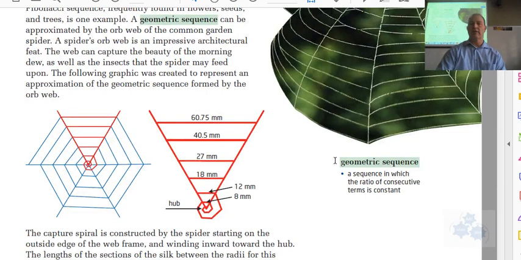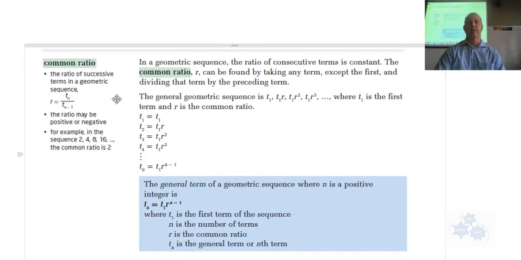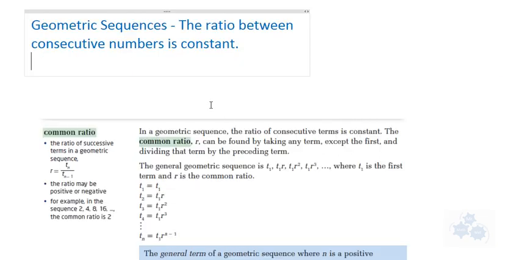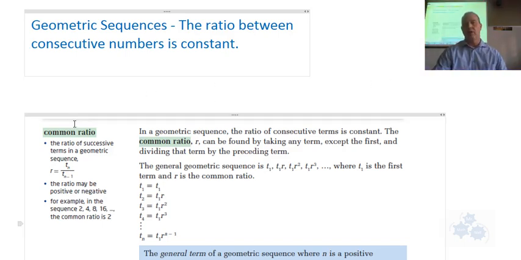So a geometric sequence, it's explained over here. It's a sequence in which the ratio of consecutive terms is constant. Now I'll talk about this ratio in a second. Okay? The ratio of consecutive terms is constant. So the ratio between consecutive numbers is constant, and that common ratio is, instead of subtracting one term minus the term before it, geometric means that we're actually multiplying something by one term to get the next. So it's a multiplication thing.